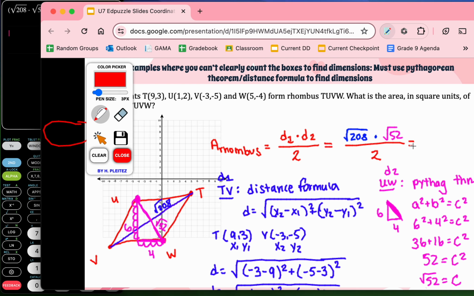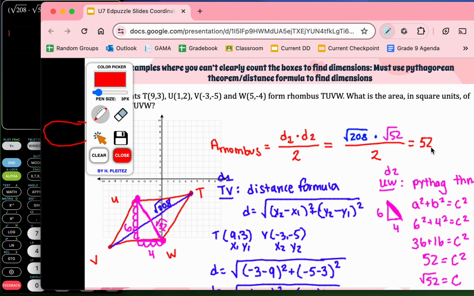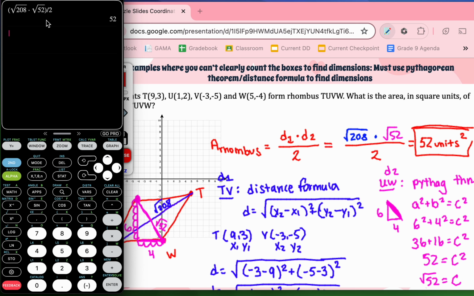So we have equals, and we got just 52. But be mindful, it's units squared. Never forget that. Always write it to be safe, and always box our answers. If you did not write in the parentheses, just like I did here, you're going to get a totally different answer. So you want to make sure your numerator stays all together, so you put everything in your numerator in parentheses. And be very careful when you're typing this in, because people make calculator errors all the time, and then we get the wrong answer.